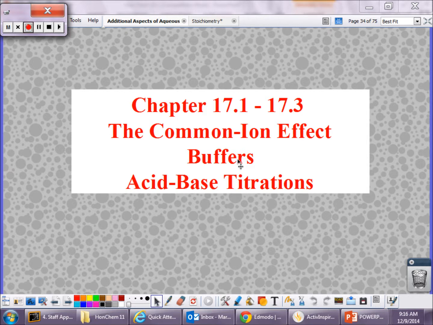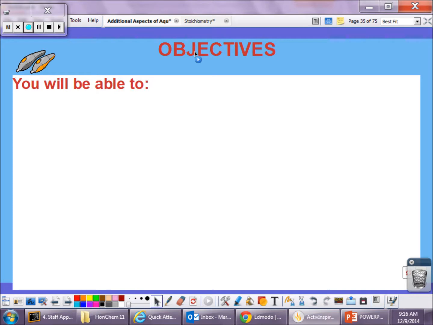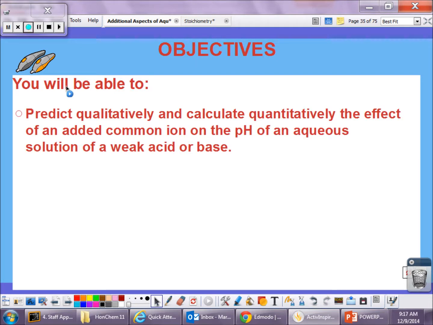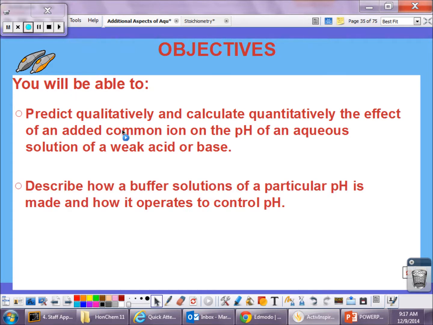So this is chapter 17.1 and 17.3 in your textbook. It is the common ion effect, buffer, acid-base titration. So I may be done with buffers today and then continue with acid-base titration next class. Objectives. We will be able to predict qualitatively and calculate quantitatively the effect of an added common ion on the pH of an aqueous solution of a weak acid and a weak base.